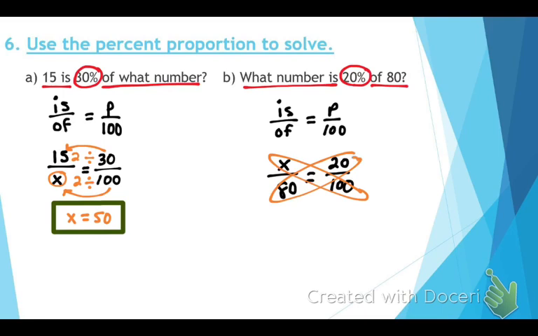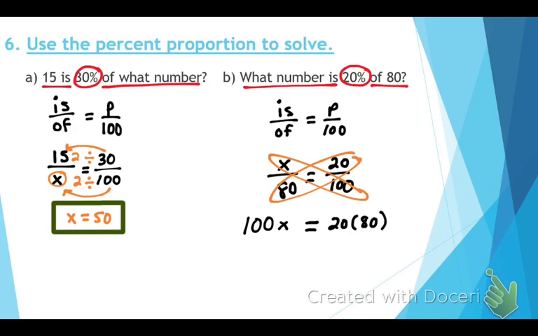Angeline, what should I put on the left? 20 over 100. No, nope, we're going to do it diagonally. Okay, Ava, can you help her? What do we do on the left? Okay, we're going to multiply 100 times X, and on the right? 20 times 80, or 80 times 20. The order does not matter, okay?